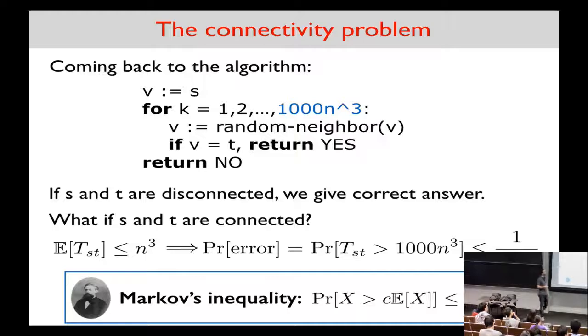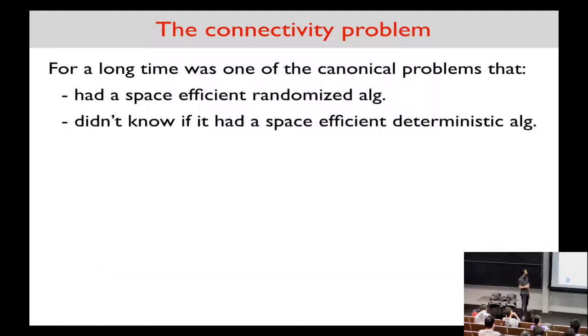So it is unlikely that the number of steps needed to go from S to T is going to exceed the expectation, like it's going to be 1,000 times more than the expectation. The probability of that happening is very low.